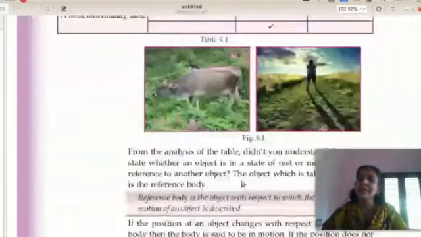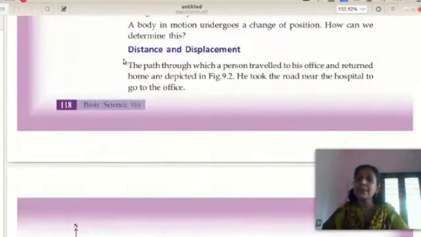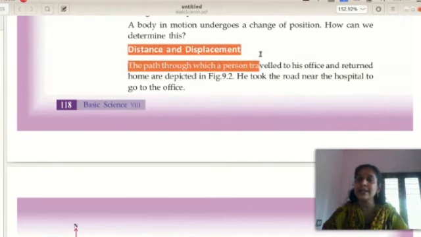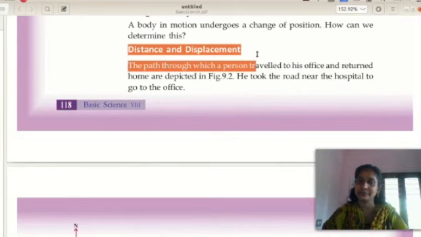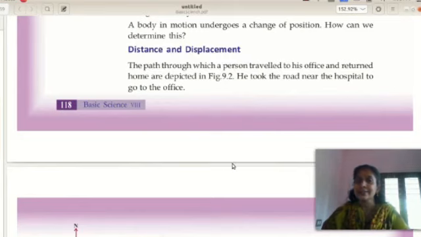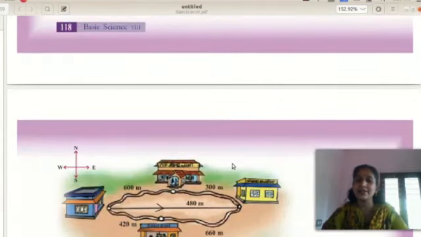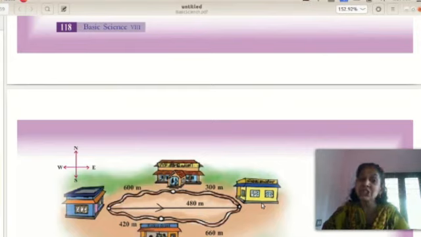Today we are going to study the topic distance and displacement. For studying this, we can consider a person. He is going to his office from his home.